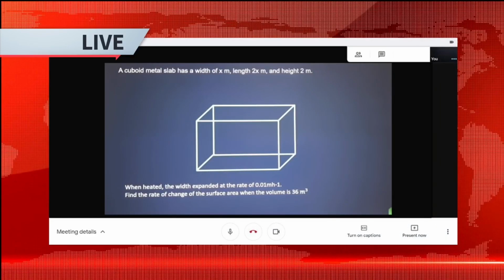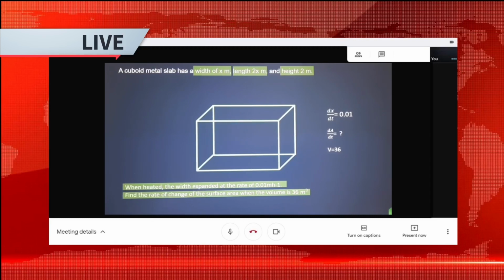First thing first, in maths, we must highlight the important points first. So, the question already told that width is x meter, length is 2x meter, and height is 2 meter. Besides, the width expanded at the rate of 0.01 m/h, which is dx over dt. So, the question asks to find the rate of change of the surface area, which is dA over dt, when the volume is 36 meter cubed.